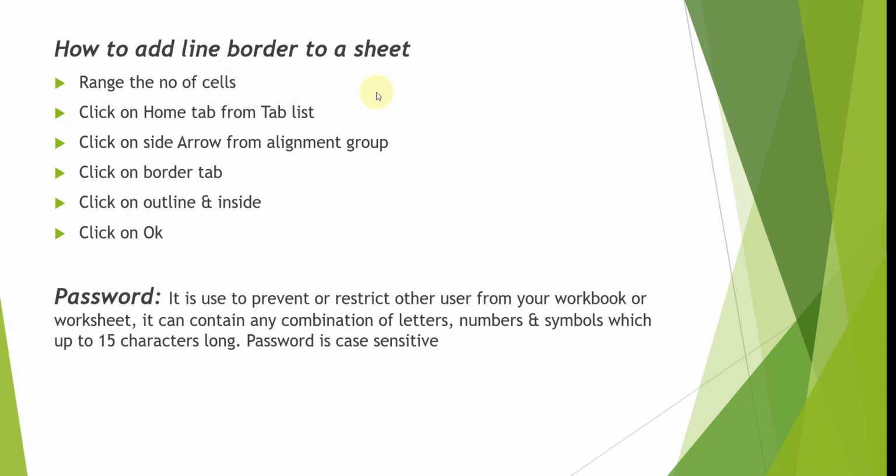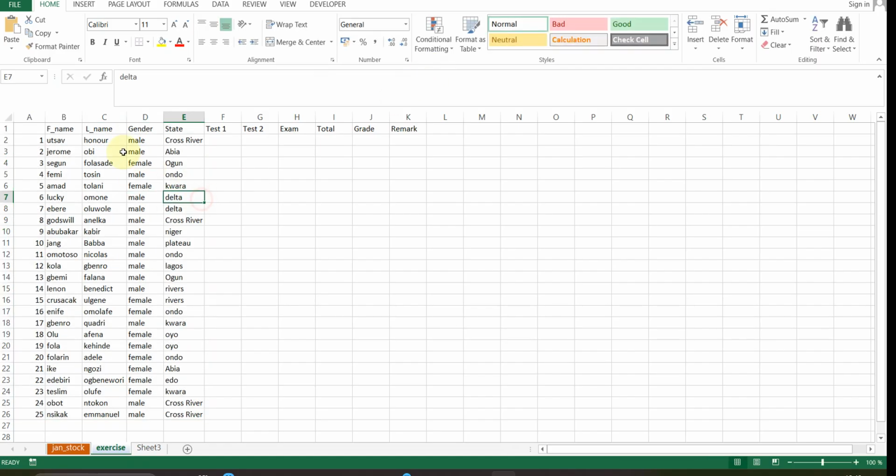So we're going to click on the Home tab from the tab list. We take the side arrow from the alignment group, and then we click on it. So let's add border lines to this. The reason why we add border lines is that when you are working in Excel, you will discover that these are grid lines. The grid lines are not going to print on paper by default, unless you set it otherwise on the printer that it should print.